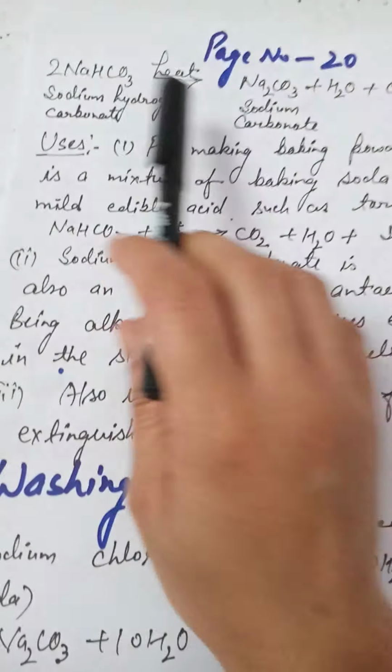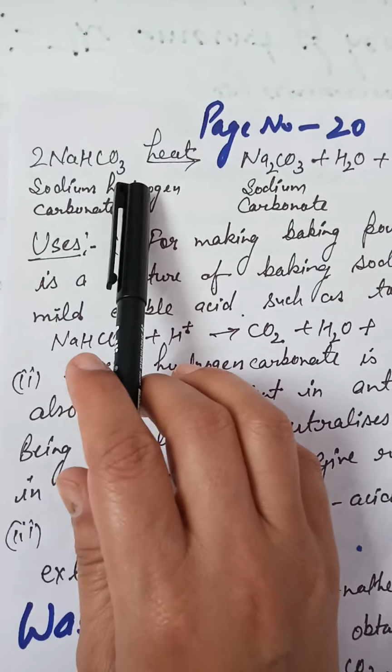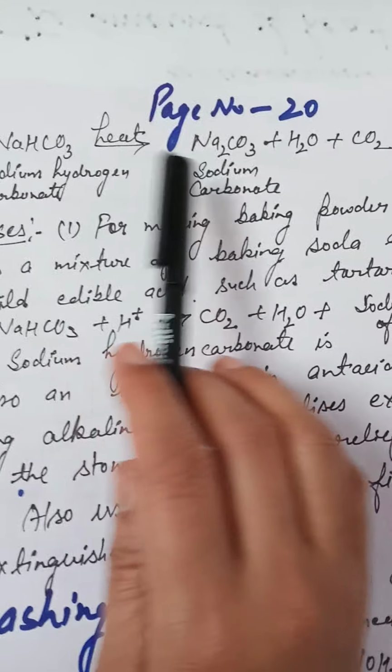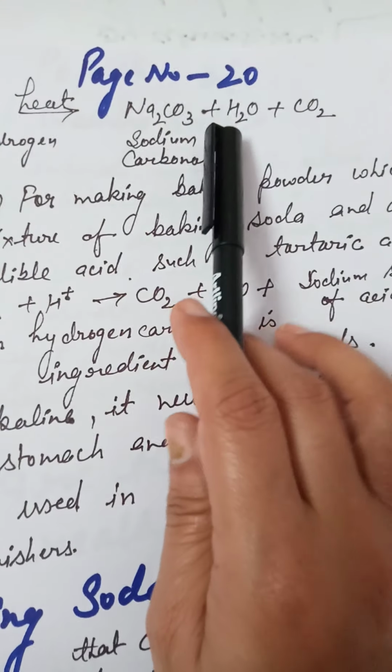Whenever the baking soda is heated, it is given here: 2NaHCO3. Whenever heat is provided to it, what is formed? Na2CO3, that is sodium carbonate, with the evolution of water and carbon dioxide.